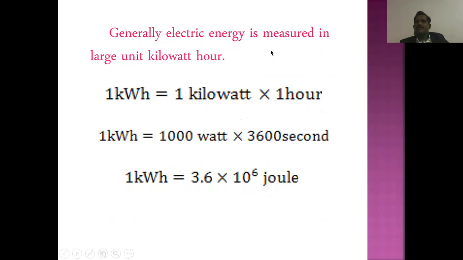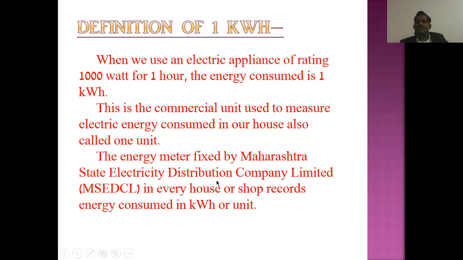Generally, electric energy is measured in kilowatt hour. So 1 kilowatt hour means 1 kilowatt into 1 hour. 1 kilowatt means 1000 watt, and 1 hour means 3600 seconds. So we calculate that 1 kilowatt hour is equal to 3.6 into 10 raised to 6 joule. So 1 kilowatt hour means energy is 3.6 into 10 raised to 6 joule.